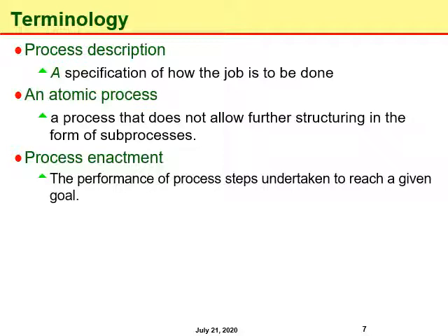Then process enactment. The performance of process steps undertaken to reach a given goal, that is, the process performer, the process agent who actually performs the process, can be a human or a machine. So, in case of a machine, the term process execution is usually used.